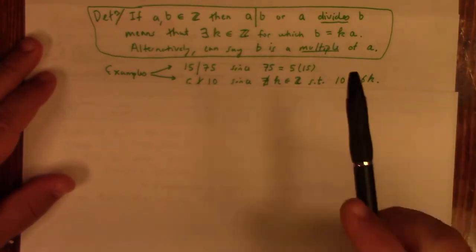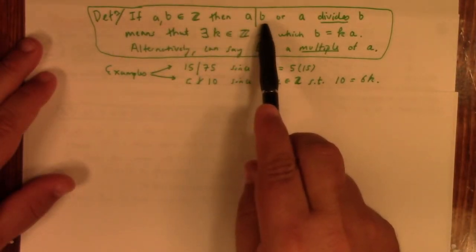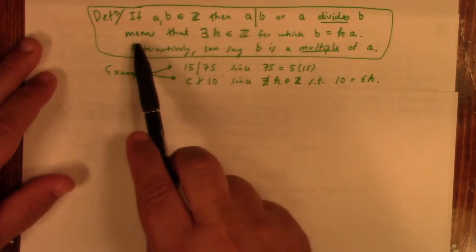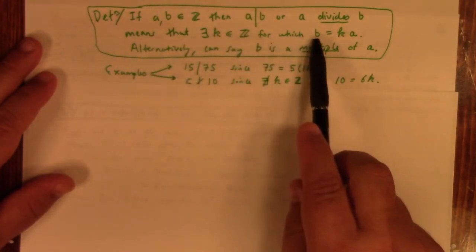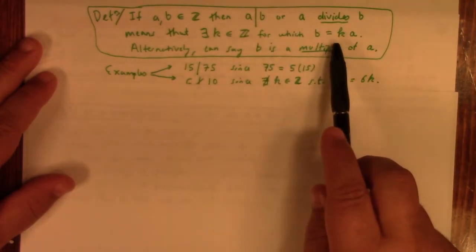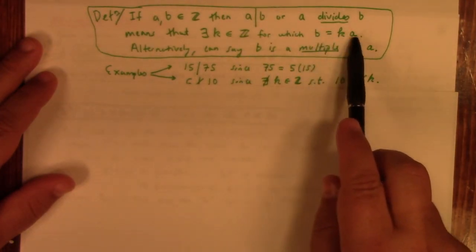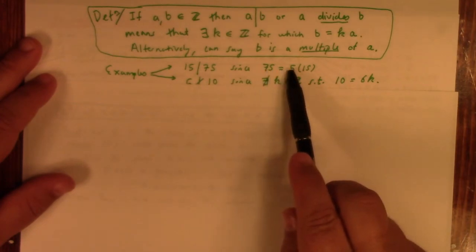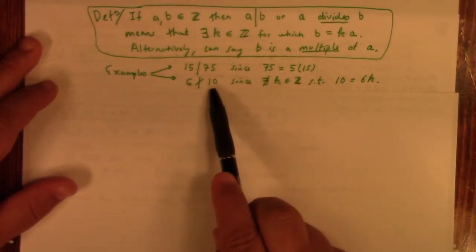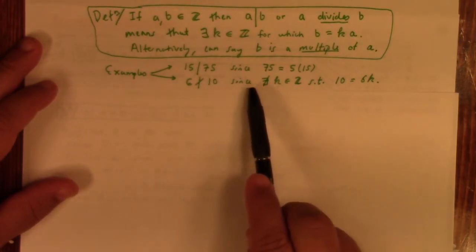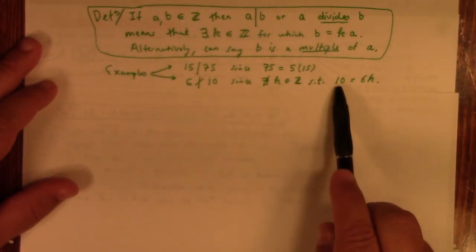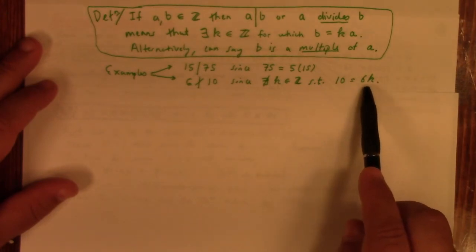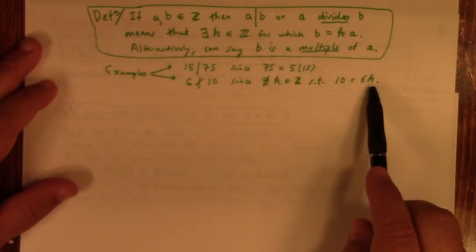So divides: we say A and B are integers, then A divides B. That's not like the fraction, this is a statement, A divides B, that's how it's read. That means that there exists k in the integers for which B is equal to k times A. In other words, A divides B if and only if B is a multiple of A. For example, 15 divides 75, since 75 is 5 times 15. On the other hand, 6 does not divide 10, since there does not exist an integer k such that 10 is equal to 6 times k. If you could find that, k would be equal to 10 sixths, and 10 sixths is actually not an integer.